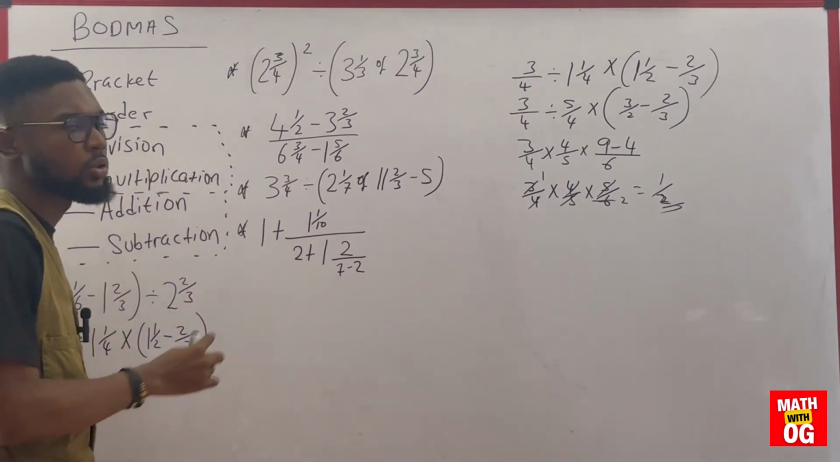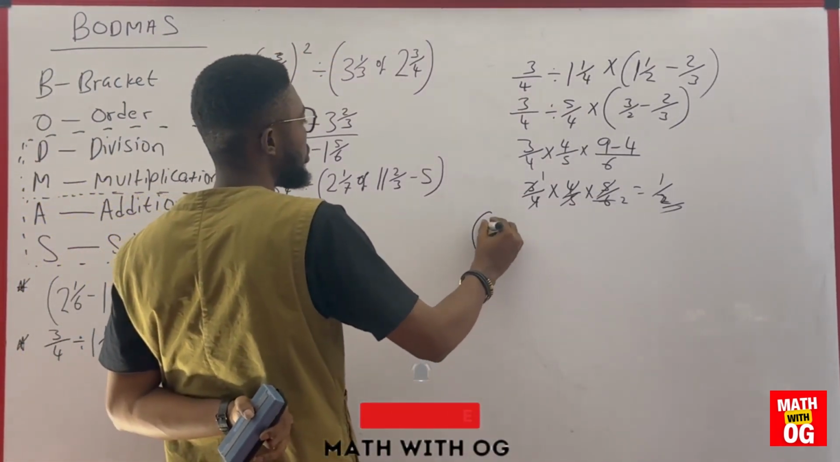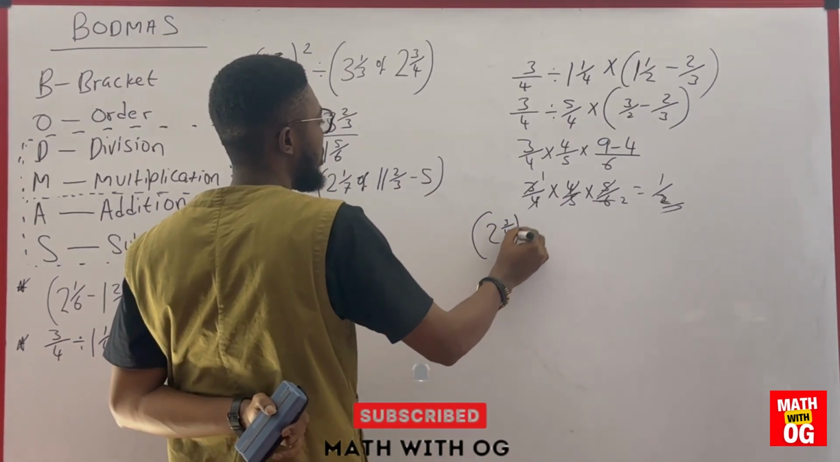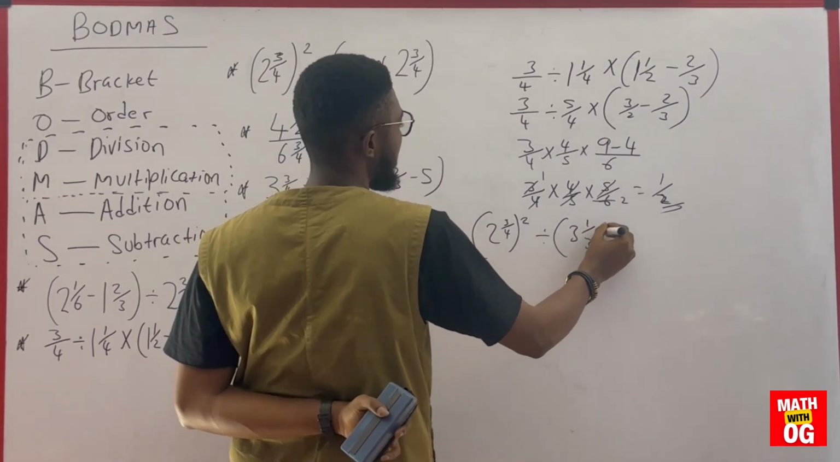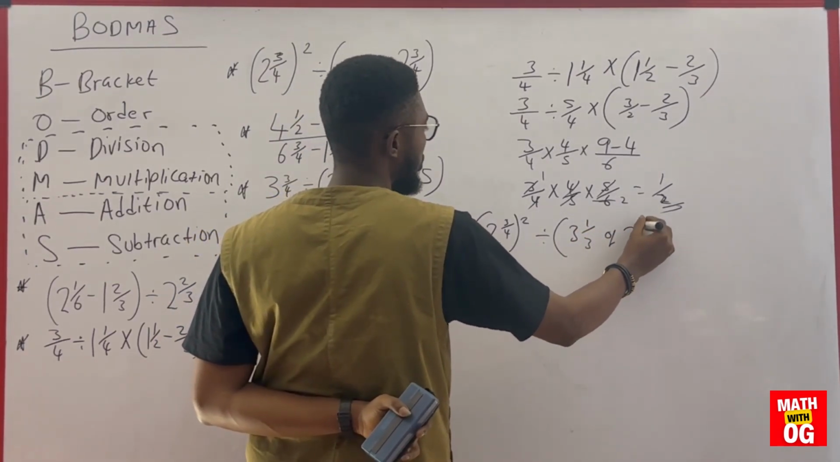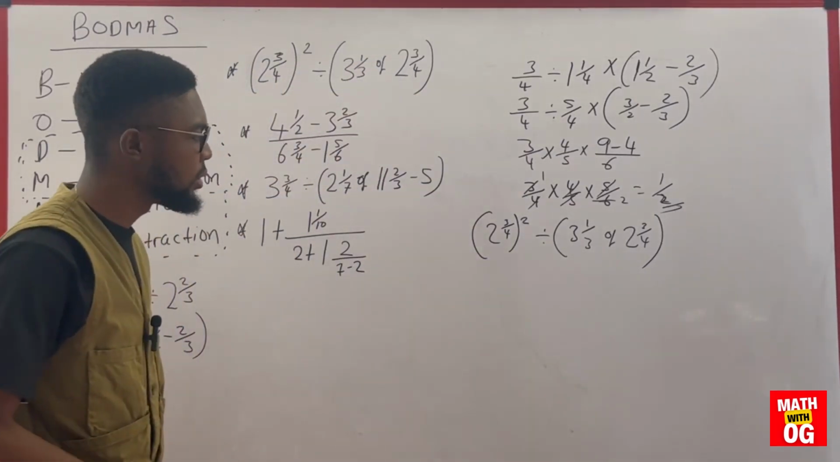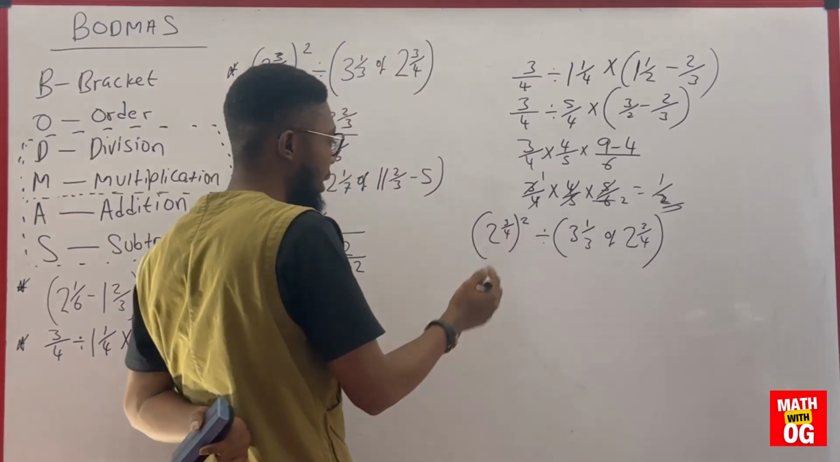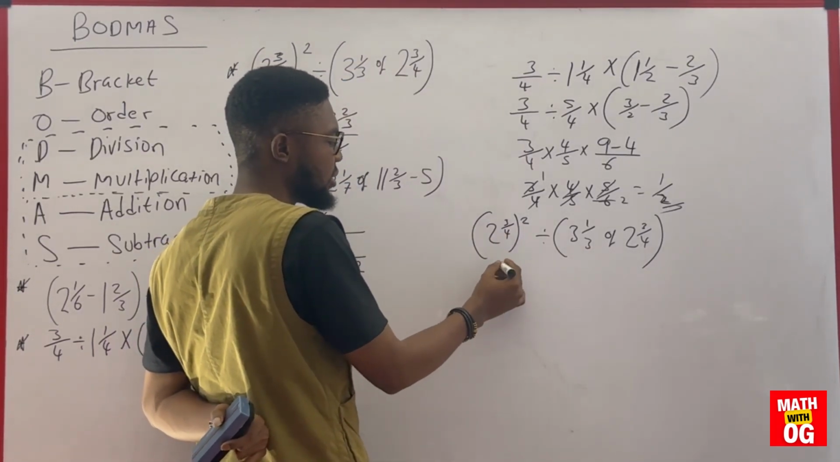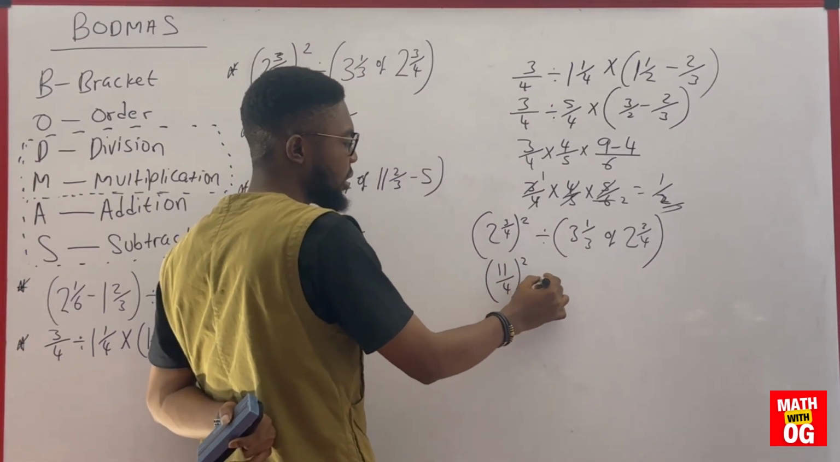Then the next question, this is what we call order. So we have two whole number 3 over 4 all squared dividing 3 whole number 1 over 3 of 2 whole number 3 over 4. Remember, of is simply multiplication. So 2 whole number 3 over 4, let's change to improper fraction. 4 times 2 is 8, 8 plus 3 is 11. 11 over 4 raised to the power of 2.